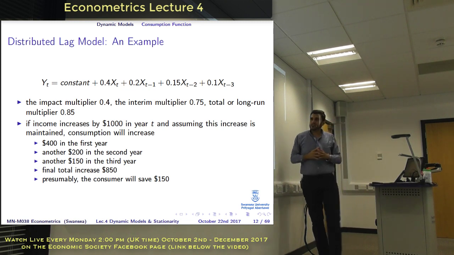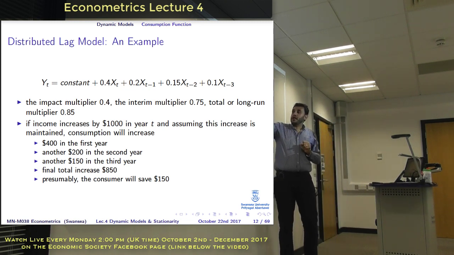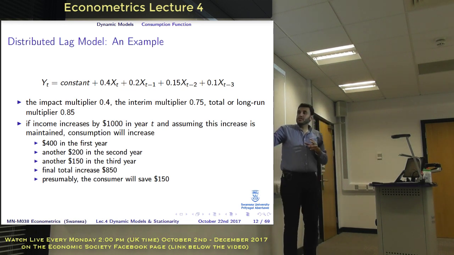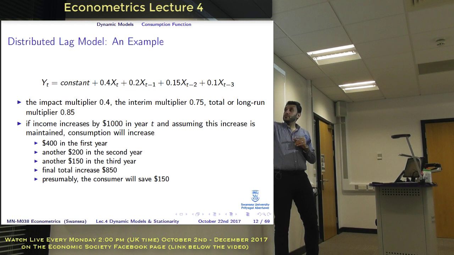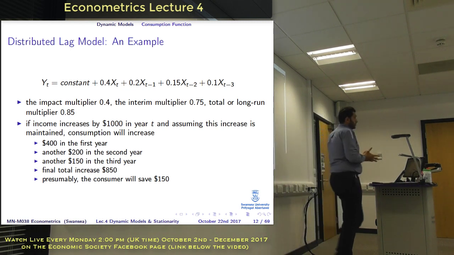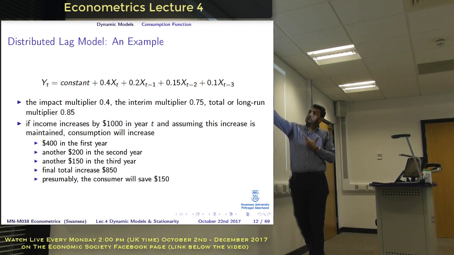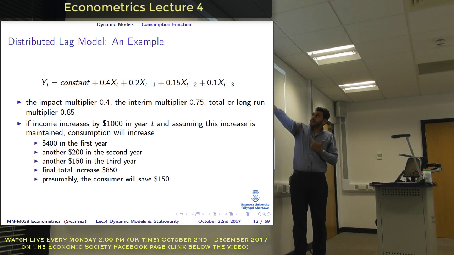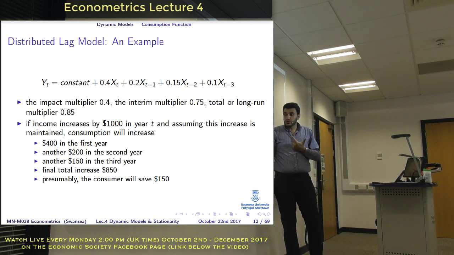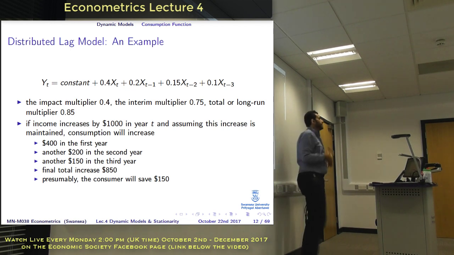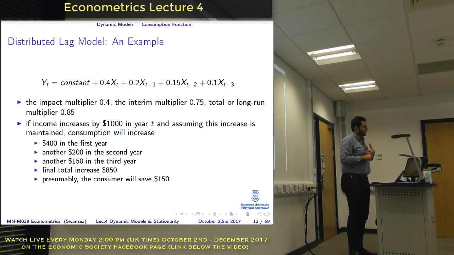So let's put this in an example. If income increased by $1,000 in year T, assuming that this increase is maintained, that means consumption will increase in the first year by 0.4 times 1,000, that gives us $400. The second year, it will increase by 200, so it's 0.2 times 1,000. The third year will be 150, and so the total increase will be 850, and that means out of these 1,000, ultimately, this consumer will be saving 150.